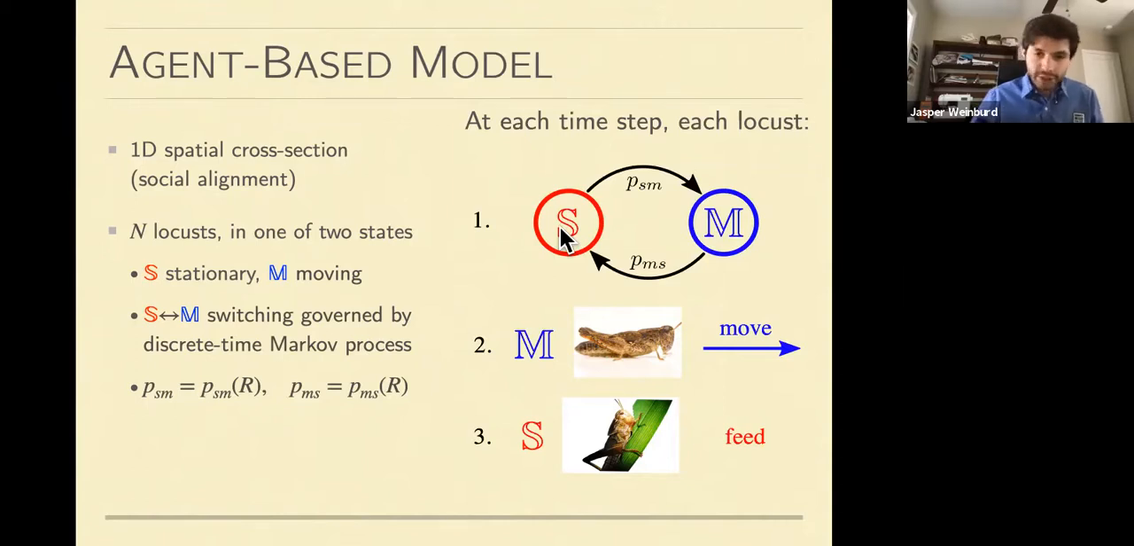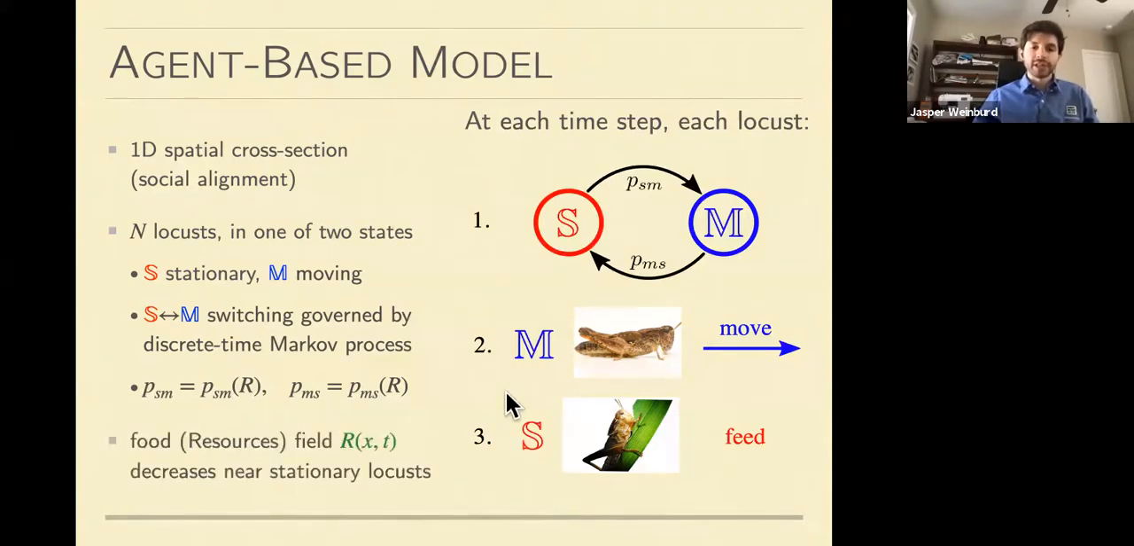And then we just iterate this simple algorithm. If they're in the moving state, they move to the right one lattice point. And if they're stationary, they feed locally. We model resources with just a spatially discrete resource field, which decreases near stationary locusts. These probabilities, P_SM and P_MS, are what couple the resources with the locust density.